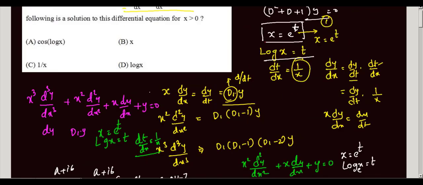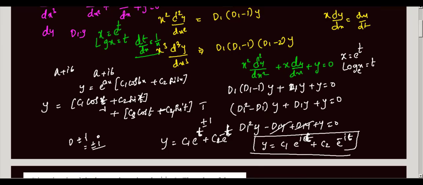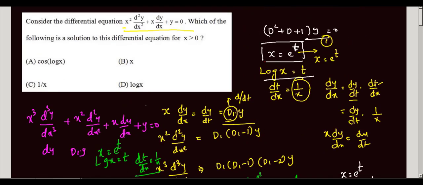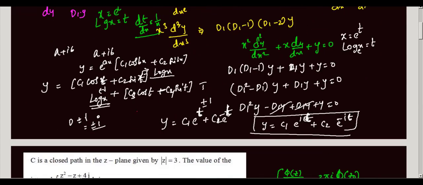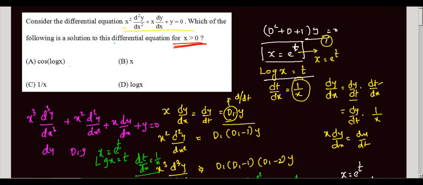So in your options, t equal to log x. And you see the question asks for the solution of the differential equation for x greater than 0. So I can neglect the minus i term. So I get y equal to c1 cos log x plus c2 sin log x.